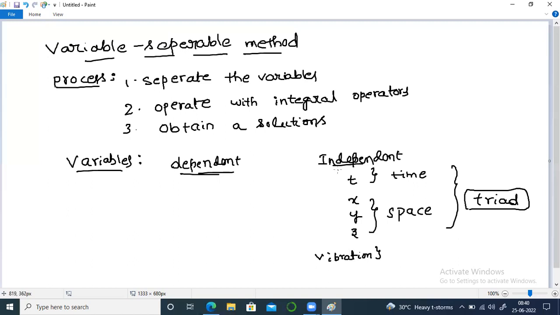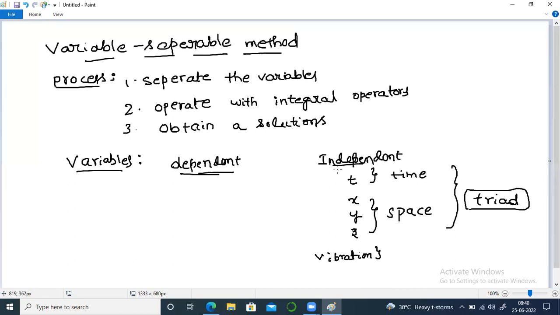The second step is you have to operate with integral operators. In the third step, after doing some procedure, you will obtain a solution. This is the process we follow to solve a differential equation of first order and first degree using the variable separable method. Now straight away we will solve one problem so that we understand.